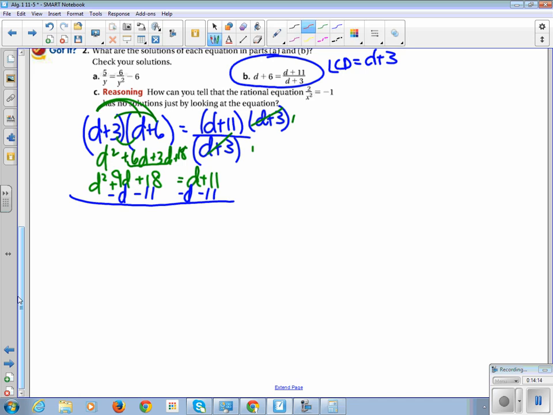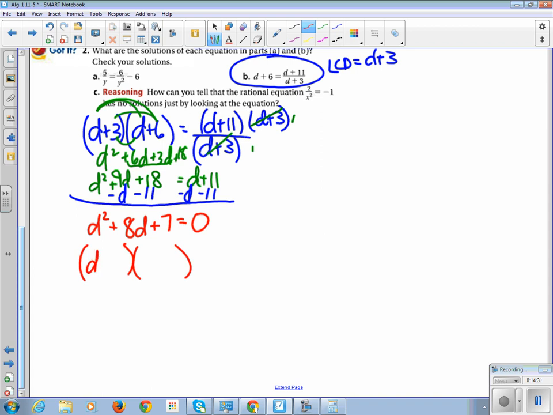And when I do that, I get D squared plus 8D plus 7 equals 0. And we're going to factor this quadratic.